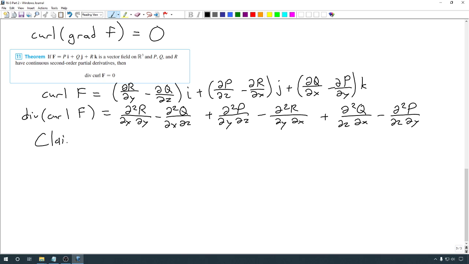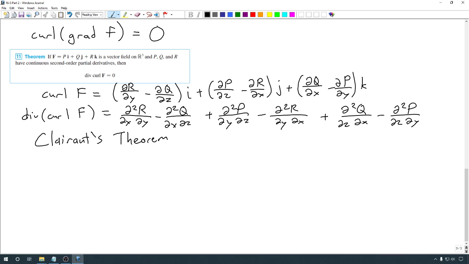So, we're leaning pretty heavily on Clairaut's theorem in these videos. The fact is that if we have continuous second derivatives, then the order of differentiation does not matter. These two derivatives are the same thing. But one of them does have a minus sign. That means they cancel each other out.